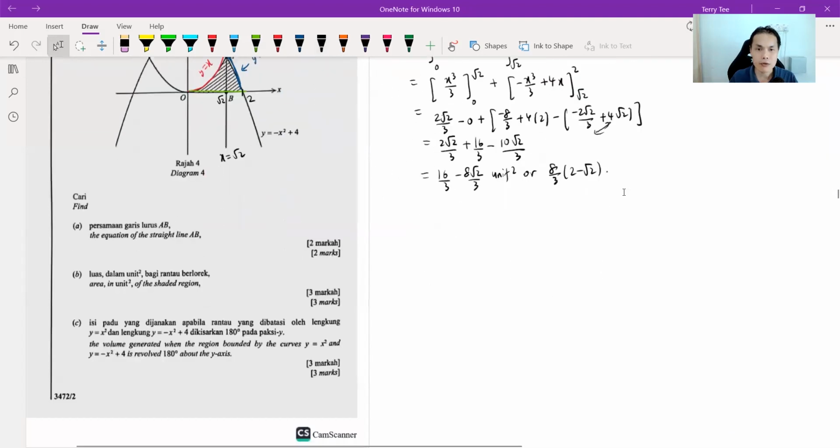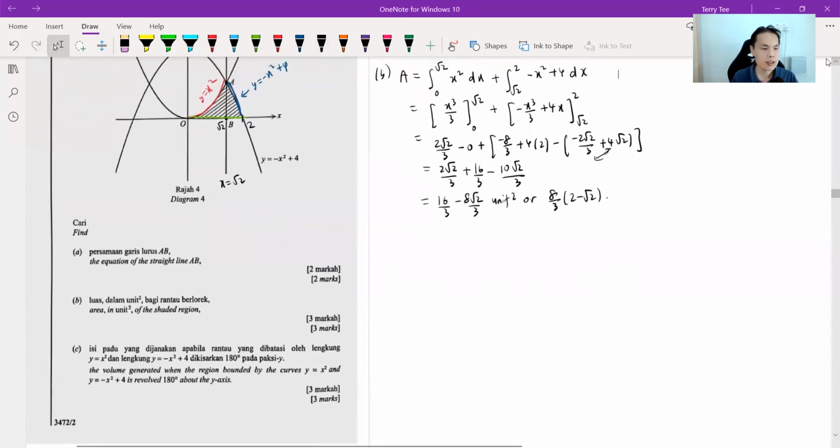Now let's move on to volume. The volume that you're finding is the volume of integration when the region bounded by the curve y equals x squared and y equals negative x squared plus 4 is rotated 180 degrees about the y-axis.